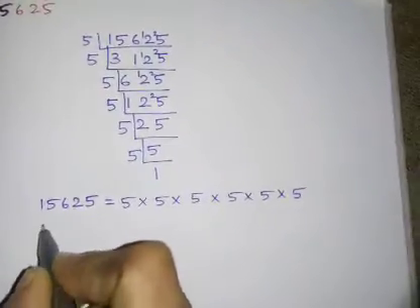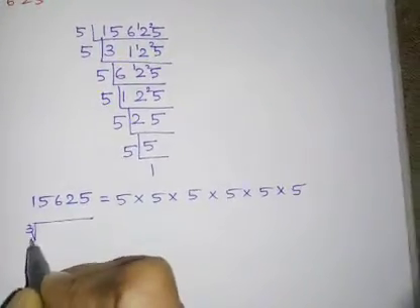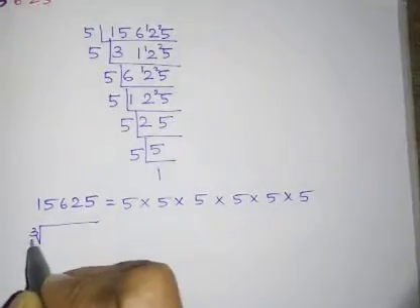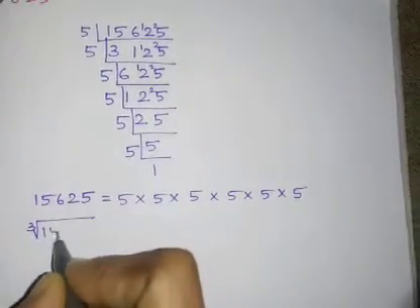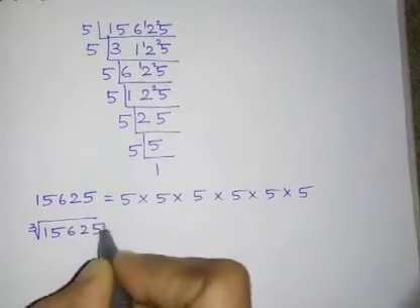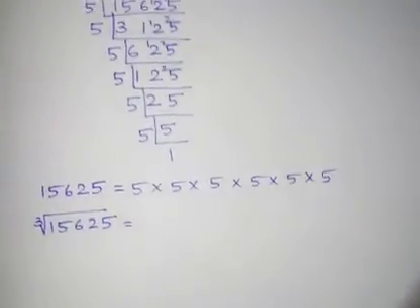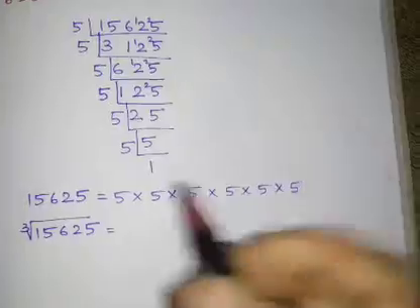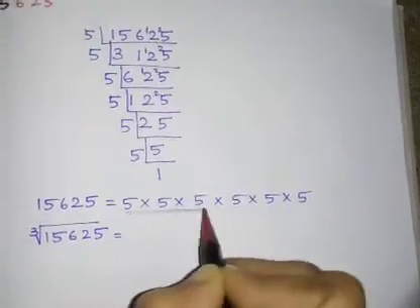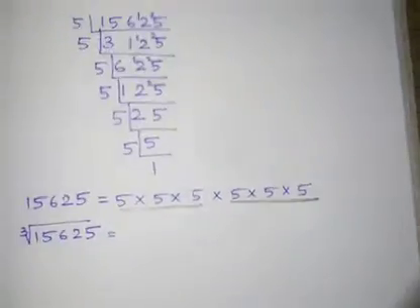When we want to find the cube root, you will write it like this. You will put 3 inside this root sign, 15,625. When it comes to cube root, how will you segregate it? You will arrange them in groups, right? 3 numbers, 1 group. This 3 numbers, 1 group. This 3 numbers, 1 group.